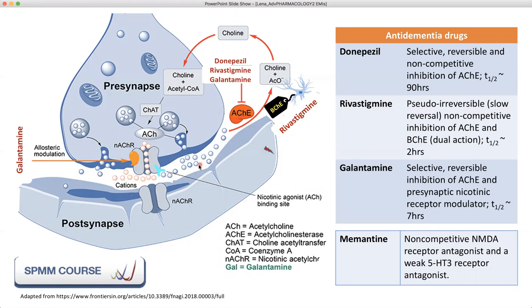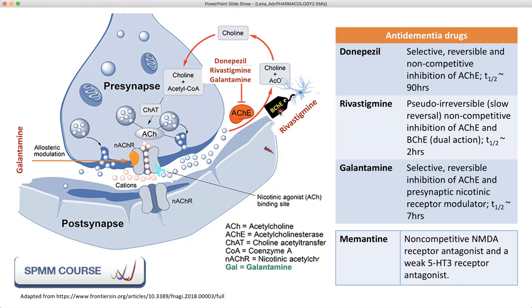How do they do that? They actually block an enzyme called acetylcholinesterase, which breaks down acetylcholine to choline and acetyl coenzyme A. This breakdown happens in the synaptic cleft. So by blocking the acetylcholinesterase enzyme, you're increasing the life of acetylcholine molecules. There's also one more enzyme that breaks down the acetylcholine released in the synaptic cleft, and that enzyme is butyrylcholinesterase. Sometimes it is called pseudocholinesterase.